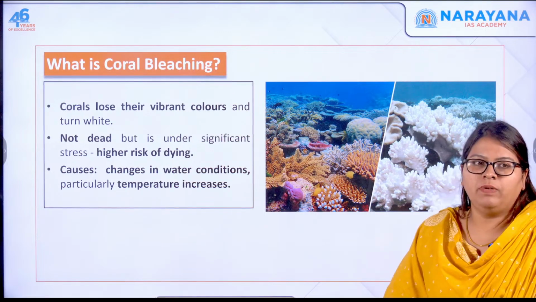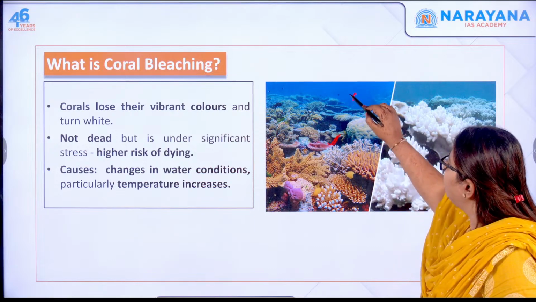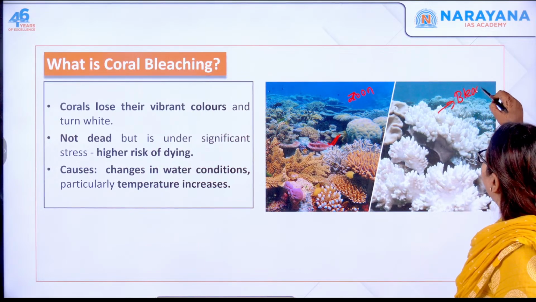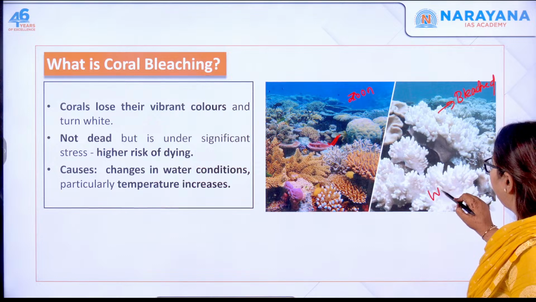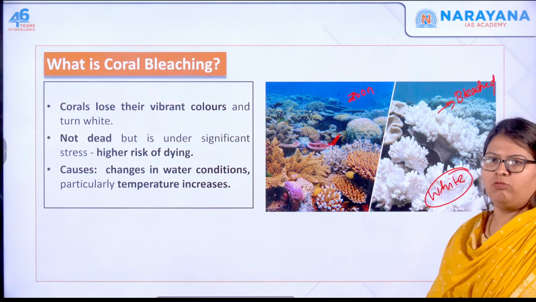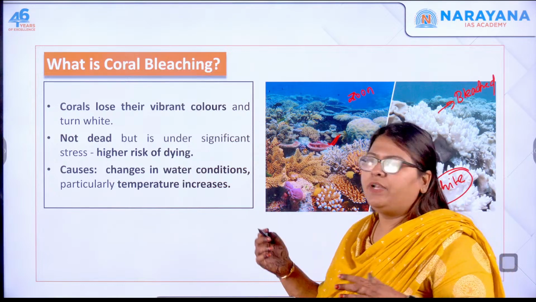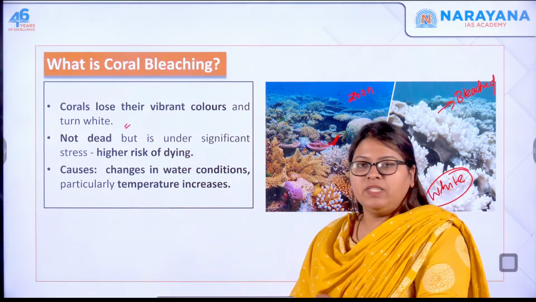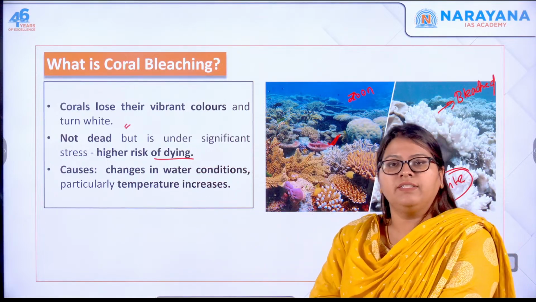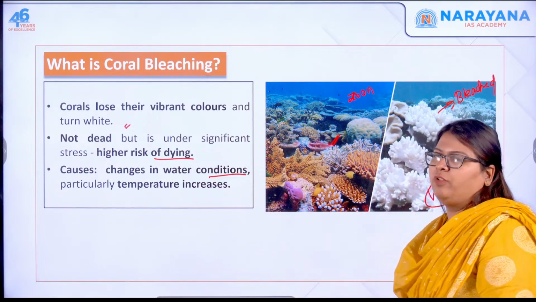Now, what is coral bleaching? Can you see these two images? This is actually the same coral where the zooxanthellae was active, and this is the bleached coral where it actually looks completely bleached and white, isn't it? Where the coral tissues have totally expelled the zooxanthellae outside. Okay, so coral bleaching is corals actually lose their vibrant colors and turn white. This means they are not dead, but they are at a higher risk of dying. Why? What is the reason for it? It is of course the changes in the water conditions, particularly when the temperature of the water increases.